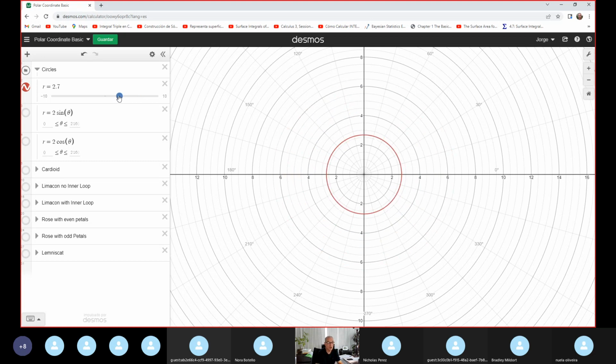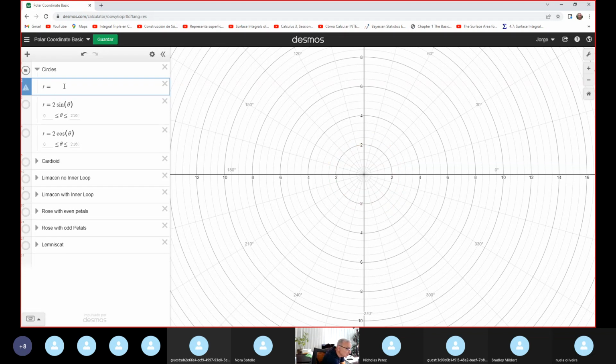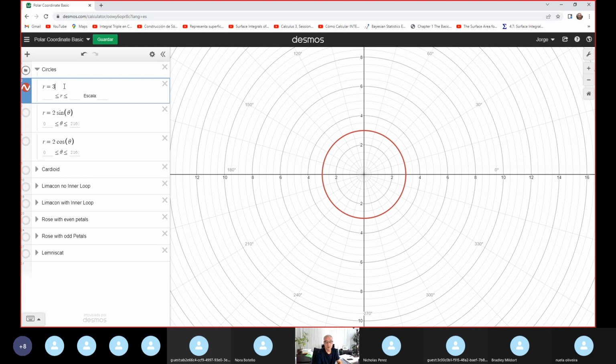When you see the equation r equals a constant, it is a circle with the center at the origin, and the radius is the value of r. In this case, suppose 3, radius 3. Do you understand this? So you don't need to do point by point. No, I do it for you because I would like you to see where I come from with this idea. Okay?